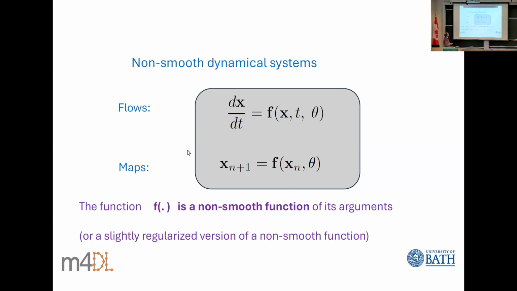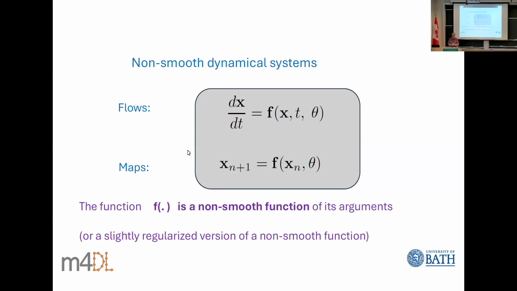So what is a non-smooth dynamical system? Well, basically, it's the same as a smooth one, except that the right-hand side doesn't satisfy the conditions of smoothness, at least everywhere in the domain. And you can have flows and you can have maps.